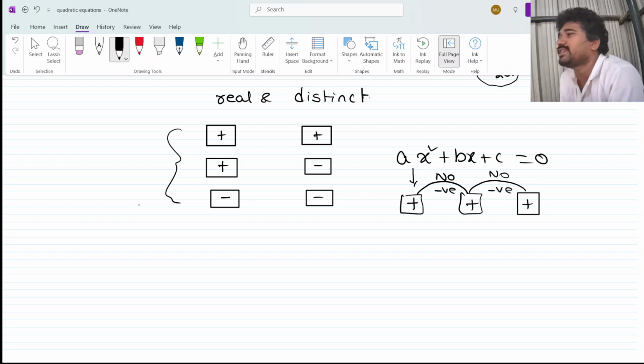How many positive zeros, how many negative zeros, how many positive roots, how many negative roots. Same procedure. What do we need to do?